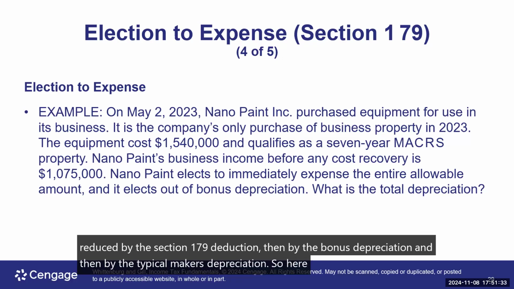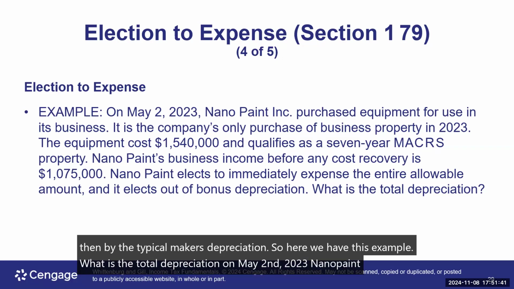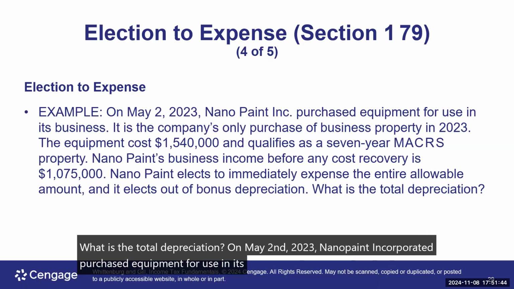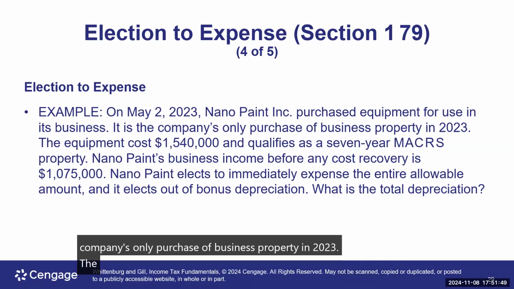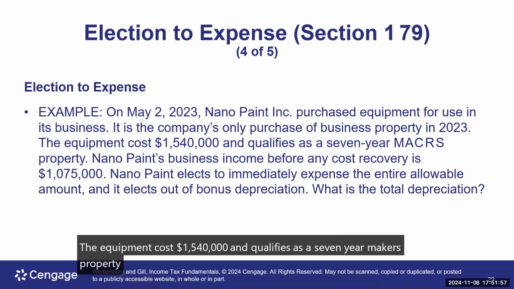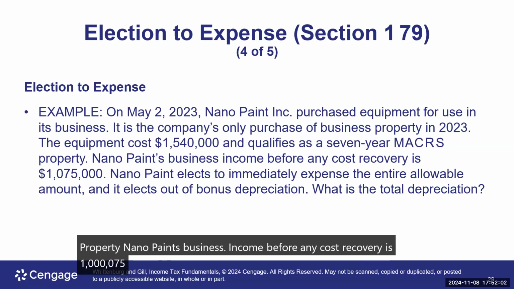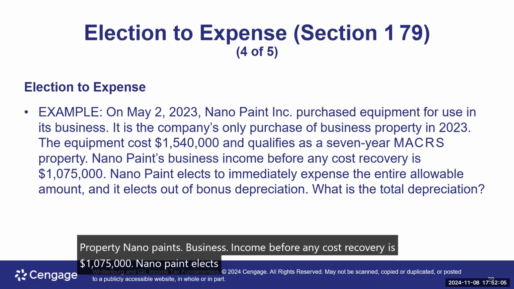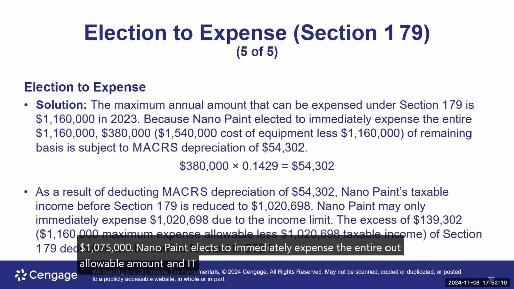So here we have this example. What is the total depreciation? On May 2nd, 2023, Nano Paint Incorporated purchased equipment for use in its business. It is the company's only purchase of business property in 2023. The equipment cost $1,540,000 and qualifies as 7-year MACRS property. Nano Paint's business income before any cost recovery is $1,075,000. Nano Paint elects to immediately expense the entire allowable amount, and it elects out of bonus depreciation.